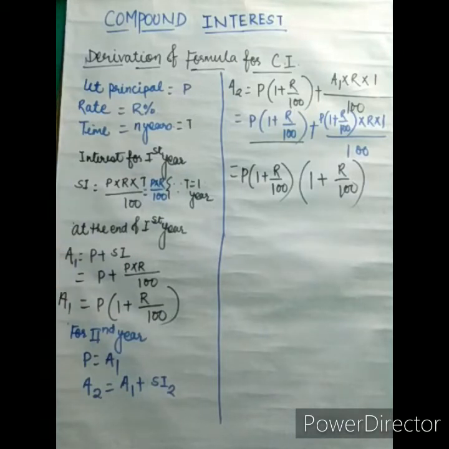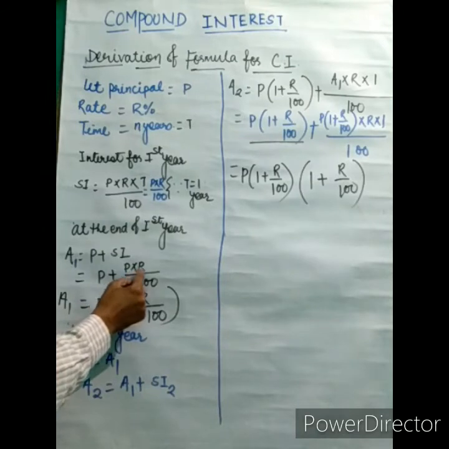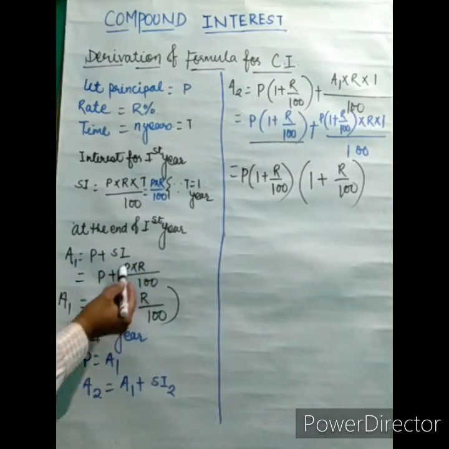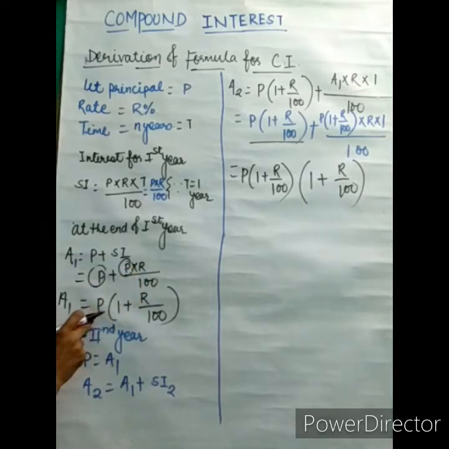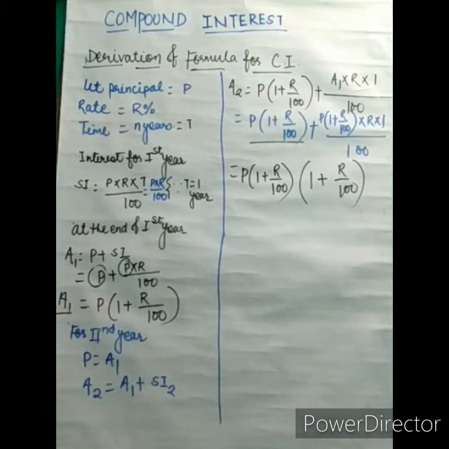Now at the end of the first year we need to calculate the amount, which we denote with A1. Amount is equal to principal plus SI. So the principal is P and the simple interest we calculated is P into R over 100. Now this P is common, so we take it outside, and here we are left with 1 plus R over 100. So your amount at the end of the first year is this.